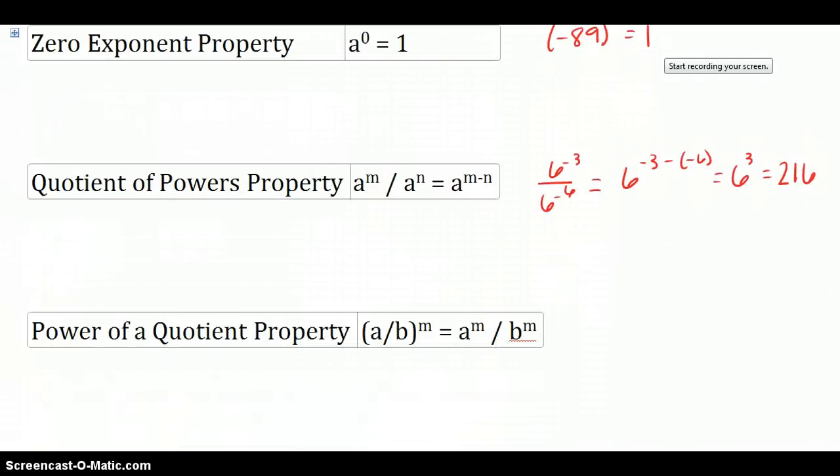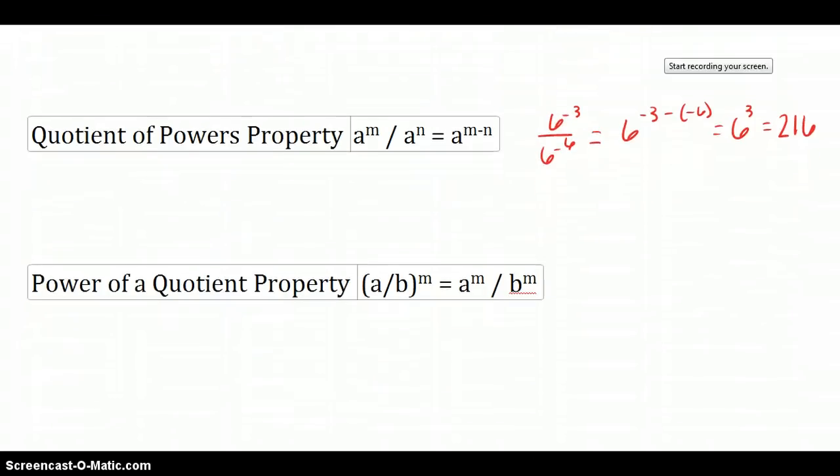The last property we're going to look at is the power of a quotient property, and it is similar to the power of a product property that we just talked about, wherein you quote-unquote distribute your power through to each real number. So in this case, we're going to be looking at a quotient instead of a product. So if we had 4 over 7, and that whole thing was squared, what this property says is that you can rewrite that as 4 squared over 7 squared. And this is exponential form, and we know that 4 squared is 16 and 7 squared is 49. And those are the properties that we will be working with this chapter.